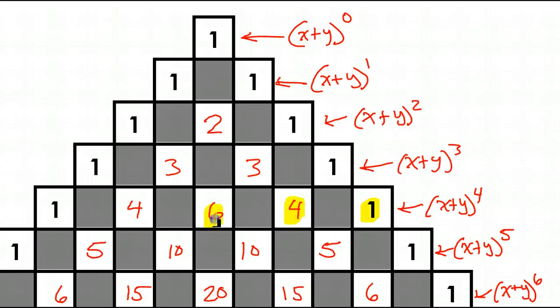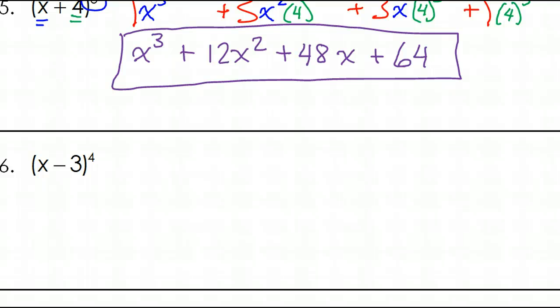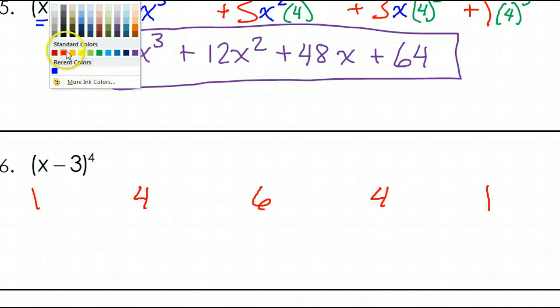So these are the powers, these are the coefficients that I'm going to use. Just remember, you start at the top with degree 0, and you go down from there: 0, 1, 2, 3, 4. So this is the 4th degree. So 1, 4, 6, 4, 1. So here I go. 1, 4, 6, 4, 1. Those will be my coefficients. They start off positive.